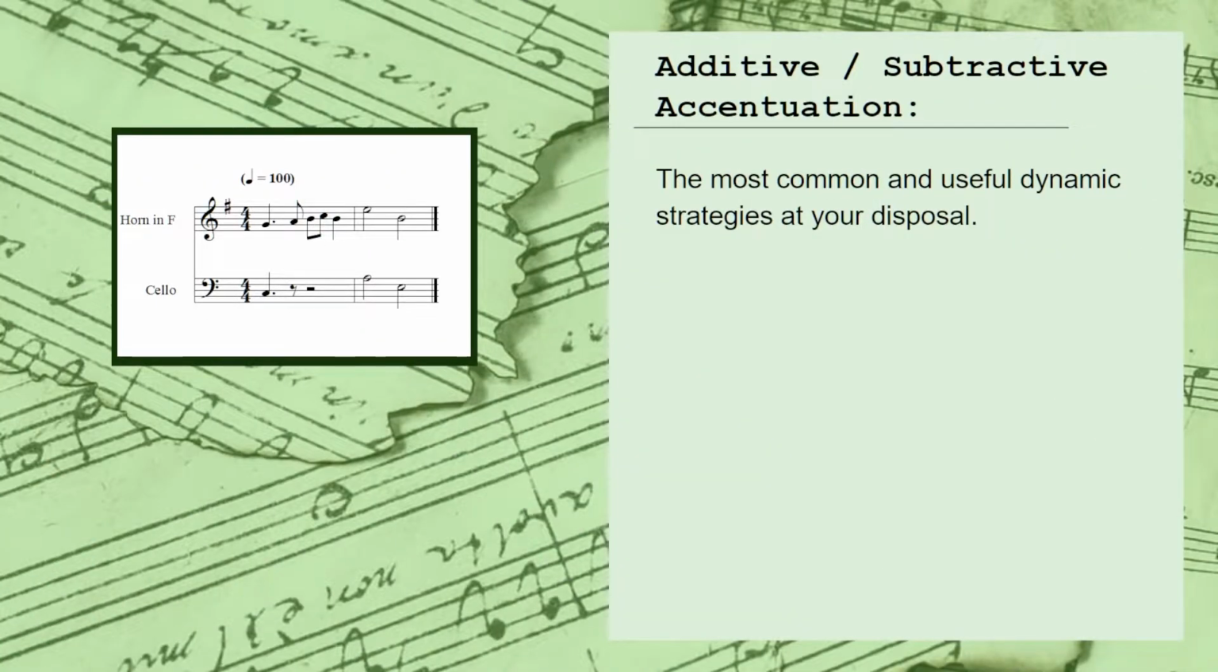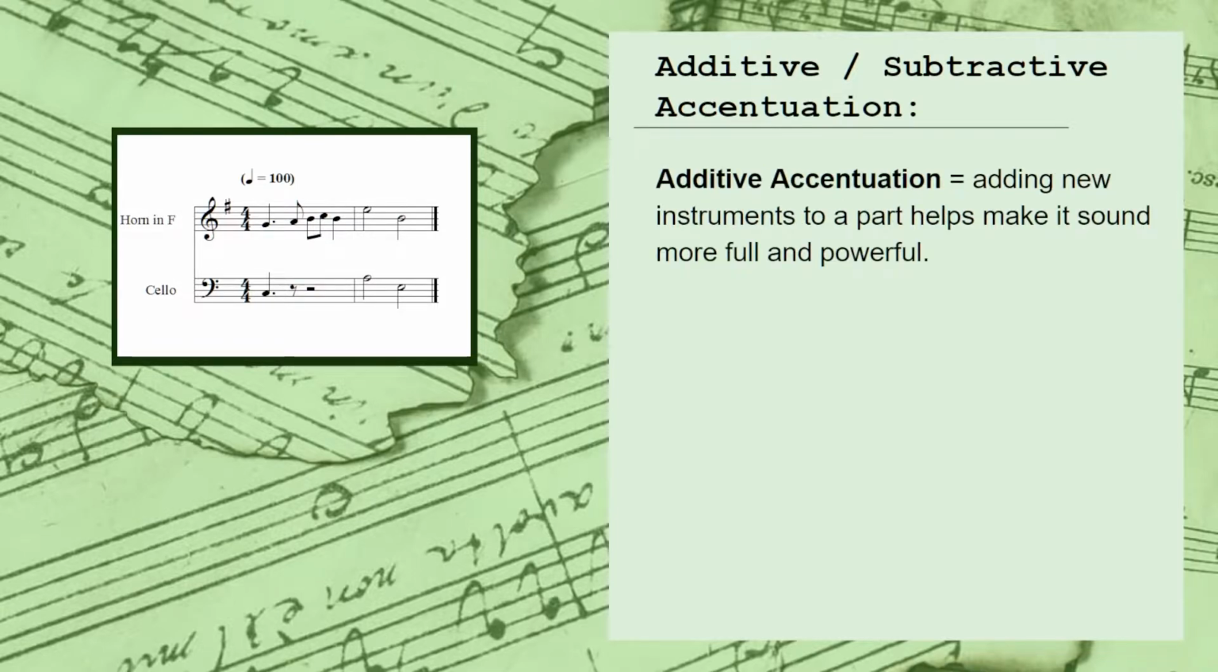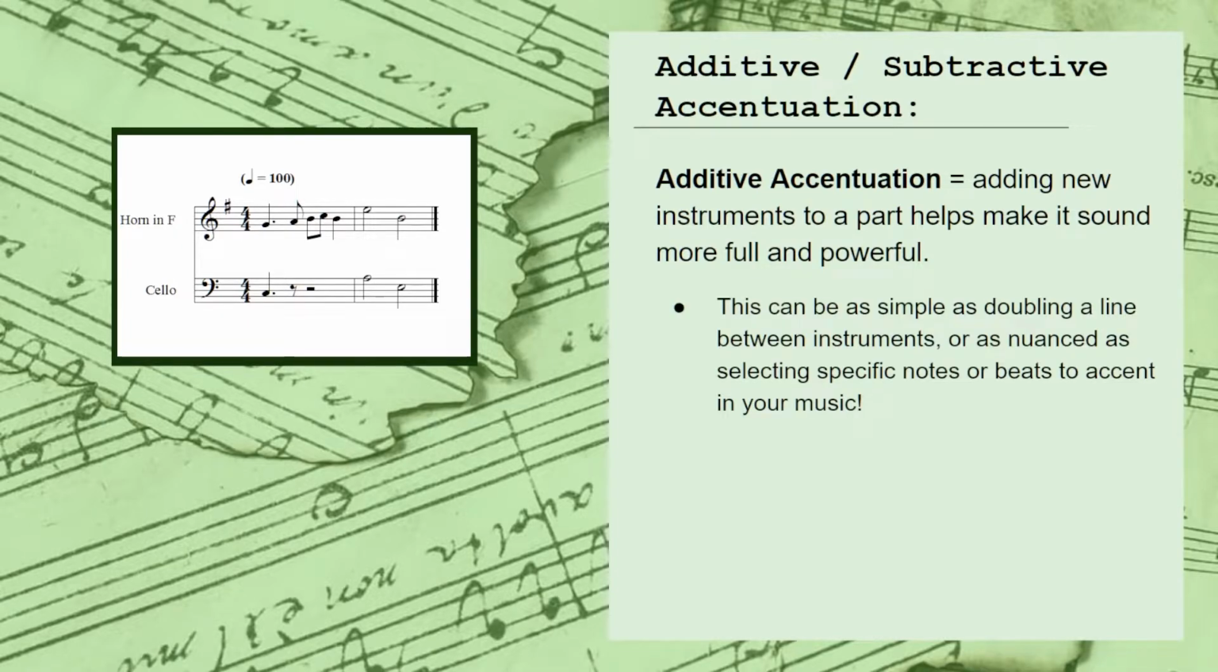First, let's kick things off with additive and subtractive accentuation. These are by far the simplest and most useful of our 4 strategies. Additive accentuation is the simple idea that adding new instruments to a part helps make it sound more full and powerful. This can be as simple as just doubling a particular motivic idea in your melody, or it can be as creative and nuanced as selecting specific notes or beats to accent in your music.